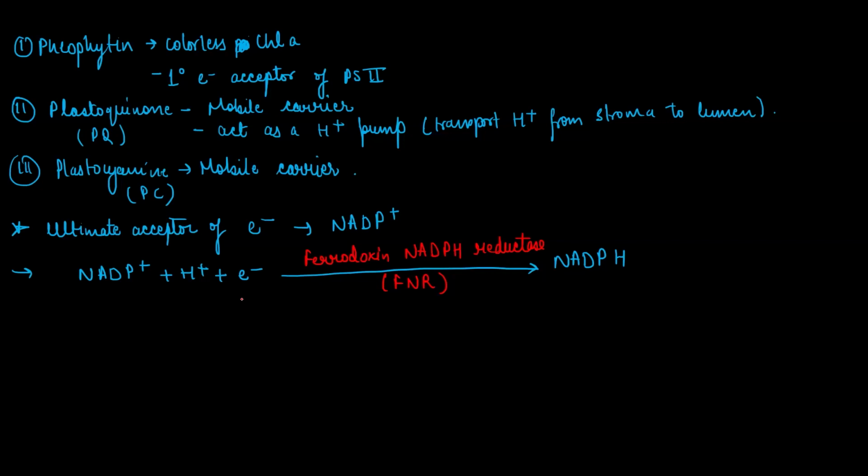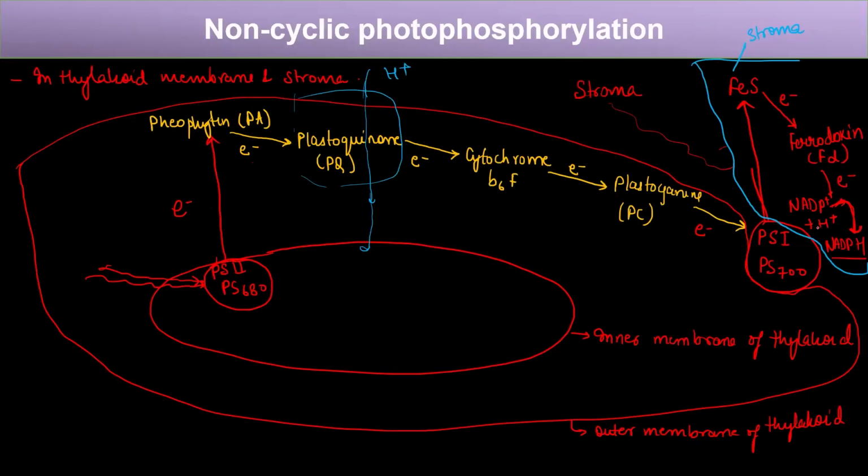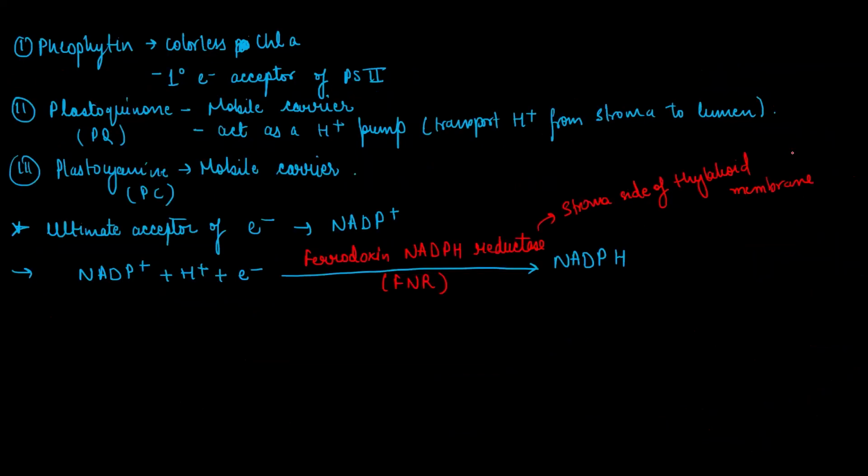So this enzyme catalyzes this reaction, and this enzyme is present where? On the stromal side of the thylakoid membrane, right? If you look into the structure, it is present here. It is connected to this PS1 and it is present on the stromal side of the thylakoid membrane.